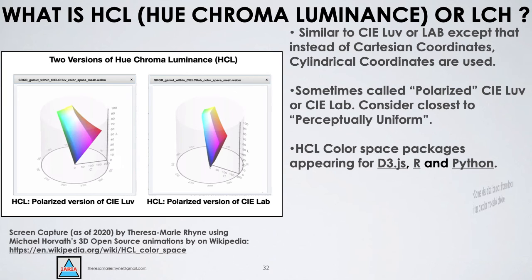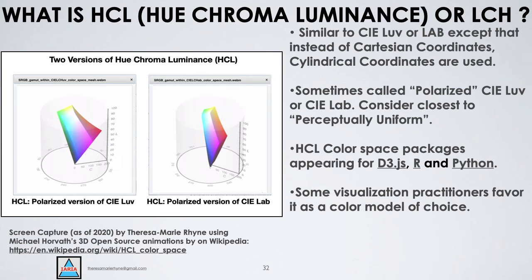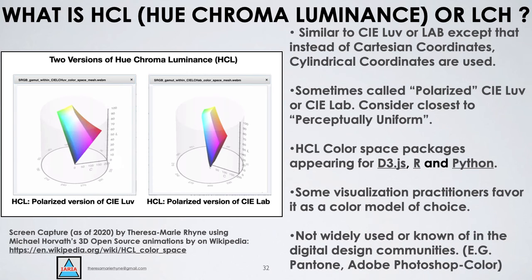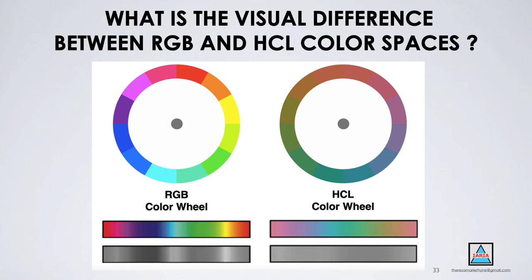And it's begun to be used by visualization people who use the R programming packages, the Python, and the D3. So some visualization practitioners prefer this particular color model. Now I'm going to show you what Theresa-Marie's been talking about. Well, here's your RGB color scale. Down here we show the color band, and then if we take it into black, you can see those artifacts I was telling you about.